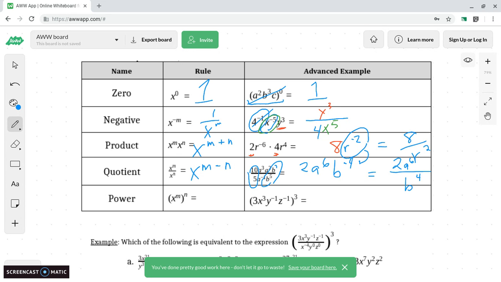The last one is our power rule. With these exponents, we just multiply them. So we do m times n.